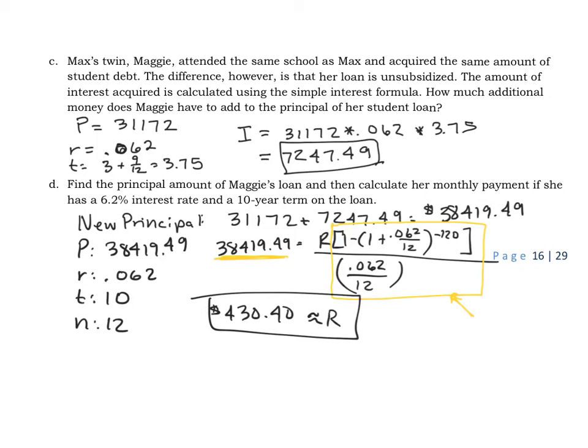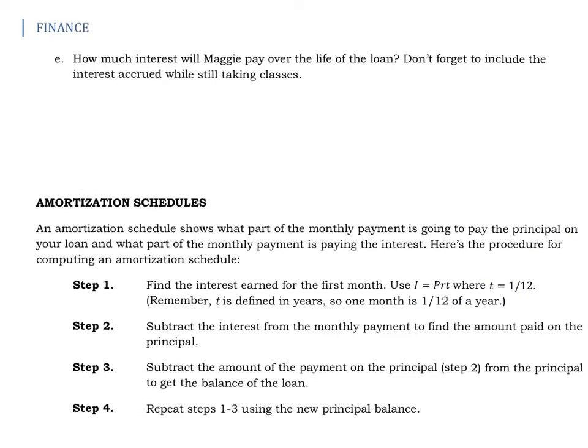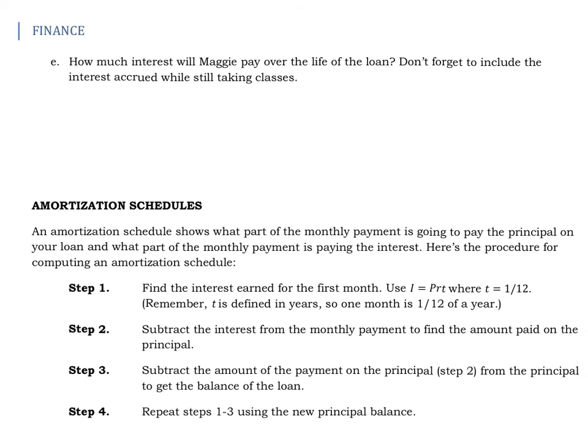Okay, so I'm going to pause this so we can get to E. So the question is, how much interest will Maggie pay over the life of her loan? Don't forget to include the interest accrued while still taking classes. So yes, I know technically the student loan that she has, you could look at it that way, or let's just look at how much interest she is paying overall. Okay, so that simple interest that she paid before was $7,247.49, okay? So that was a simple interest.